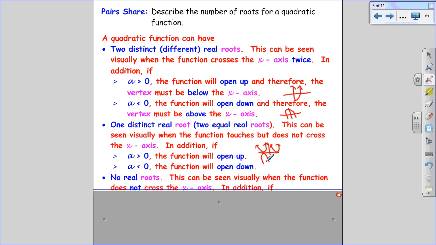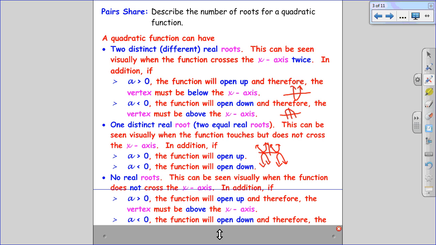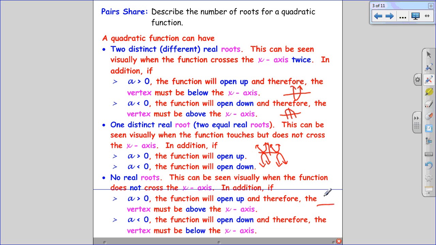And the function can open up or down based on the value of the leading coefficient, or the value of a in the equation f(x) = a(x - h)² + k. Or it could have no real roots. So if I have a function that opens up and the vertex is above the x-axis, or a function that opens down and the vertex is below the x-axis, I won't get real roots.